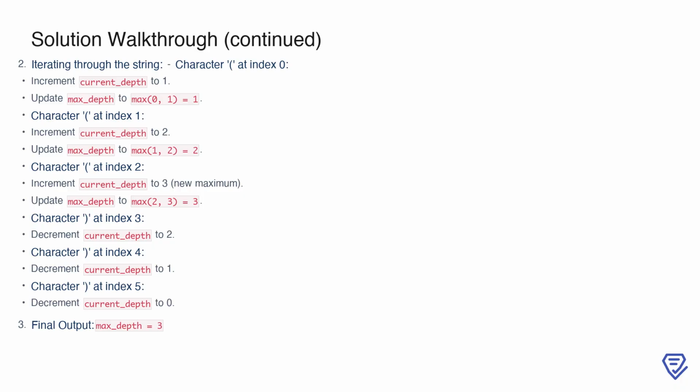At index 2, another takes us to a new level of nesting, with current_depth reaching 3. Here, we update max_depth to the maximum of 2 and 3, which is 3. As we proceed, the closing parenthesis at index 3 reduces current_depth to 2, followed by another at index 4, which reduces current_depth to 1. Finally, the last closing parenthesis at index 5 brings current_depth back to 0. The traversal is complete, and the maximum depth of nesting encountered in this example is 3. Thus, the final output is max_depth equals 3.